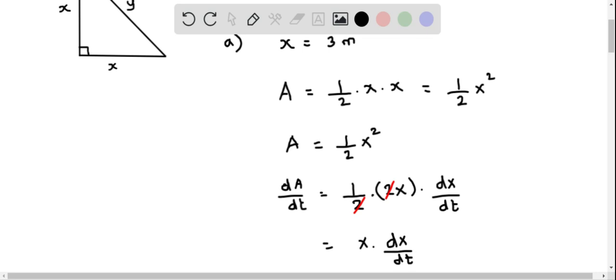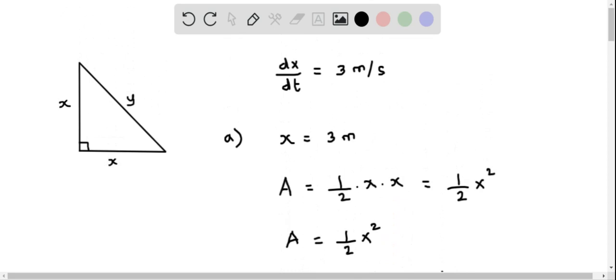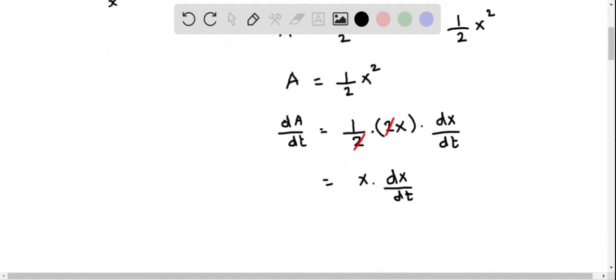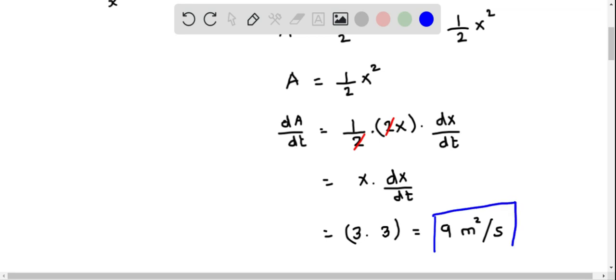So let's put the value of x, which is 3 meters, and also dx by dt, which represents the rate at which the legs are increasing. Let's put both values and evaluate this. Here it is 3, and dx over dt is also 3. So 3 times 3 equals 9, and the unit is meters squared per second. Since this represents the rate at which the area changes, we put this unit as meters squared per second. So this is the rate at which the area changes.